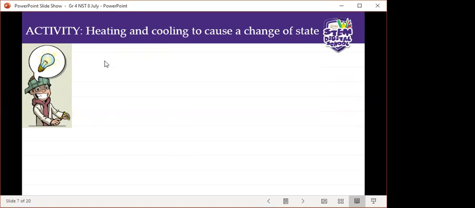Now we're going to do an activity which will be based on heating and cooling to cause a change of state. I see Michaela says, ma'am, can you go back?